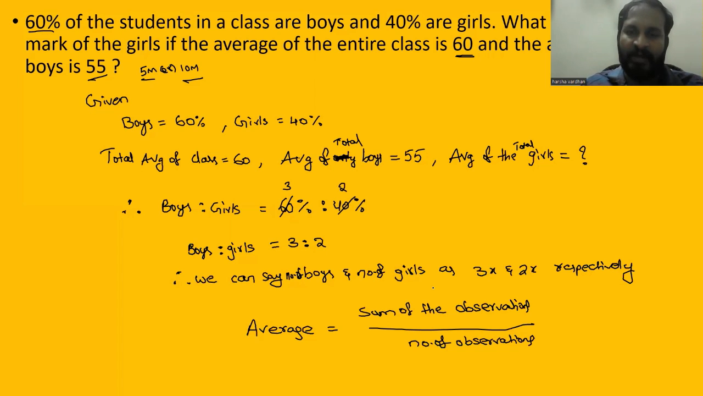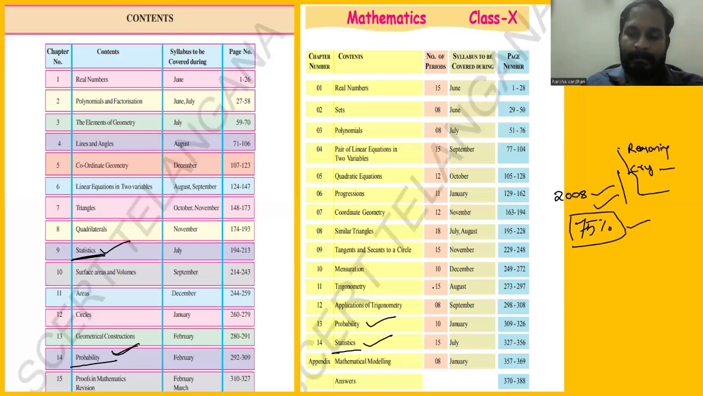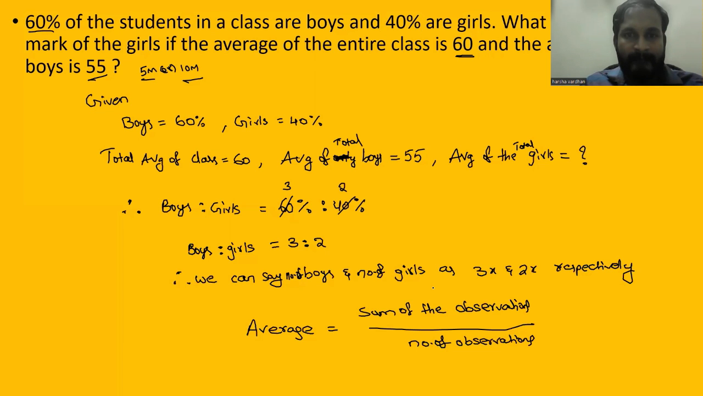Now, average is equal to sum of the observations by number of observations. That is the formula which we have. I will take help of this next slide. See here, there we have the total average, that means sum of the observations by number of observations, that means sum of boys and girls. So what is the overall average which they have given us in the question?